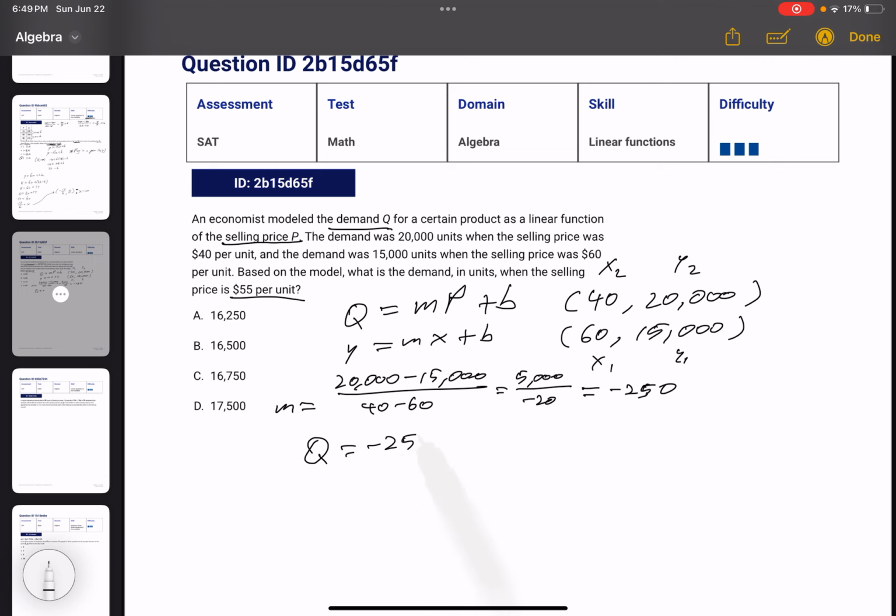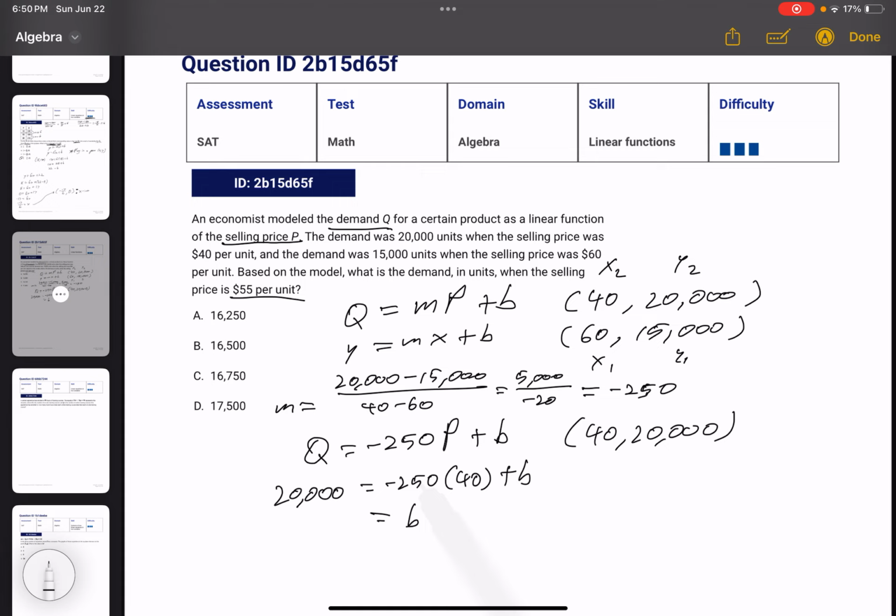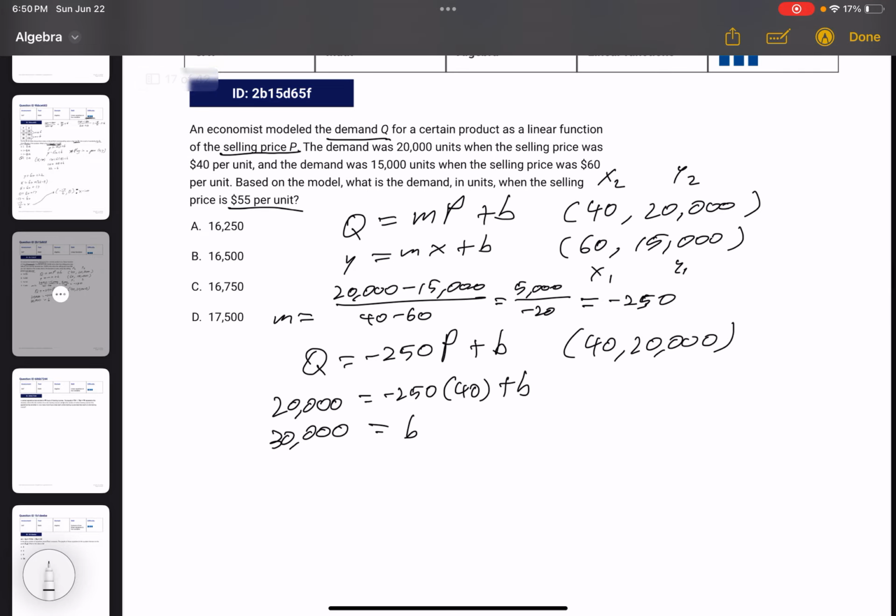Now we're going to rewrite the equation. Q is equal to negative 250 times P, which is the price, plus B. And how do we solve for B? We plug in a point. We're going to plug in 40 and 20,000 here. So we have 20,000 is equal to negative 250 times 40 plus B. The product is negative 10,000, so we add that to the other side, and B is going to be 30,000. Now we can rewrite our whole equation as Q is equal to negative 250P plus 30,000.